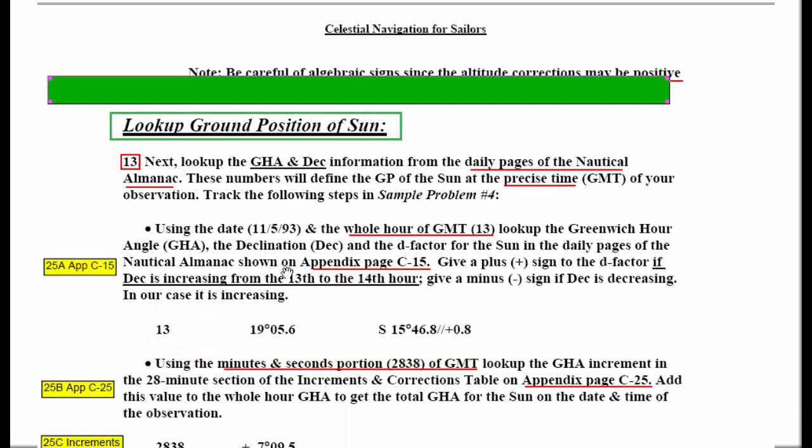All right. So this says, next, look up GHA and DEC information from the daily pages of the Nautical Almanac. These numbers will define the GP of the sun at the precise time, GMT, of your observation. Track the following steps in sample problem number 4.